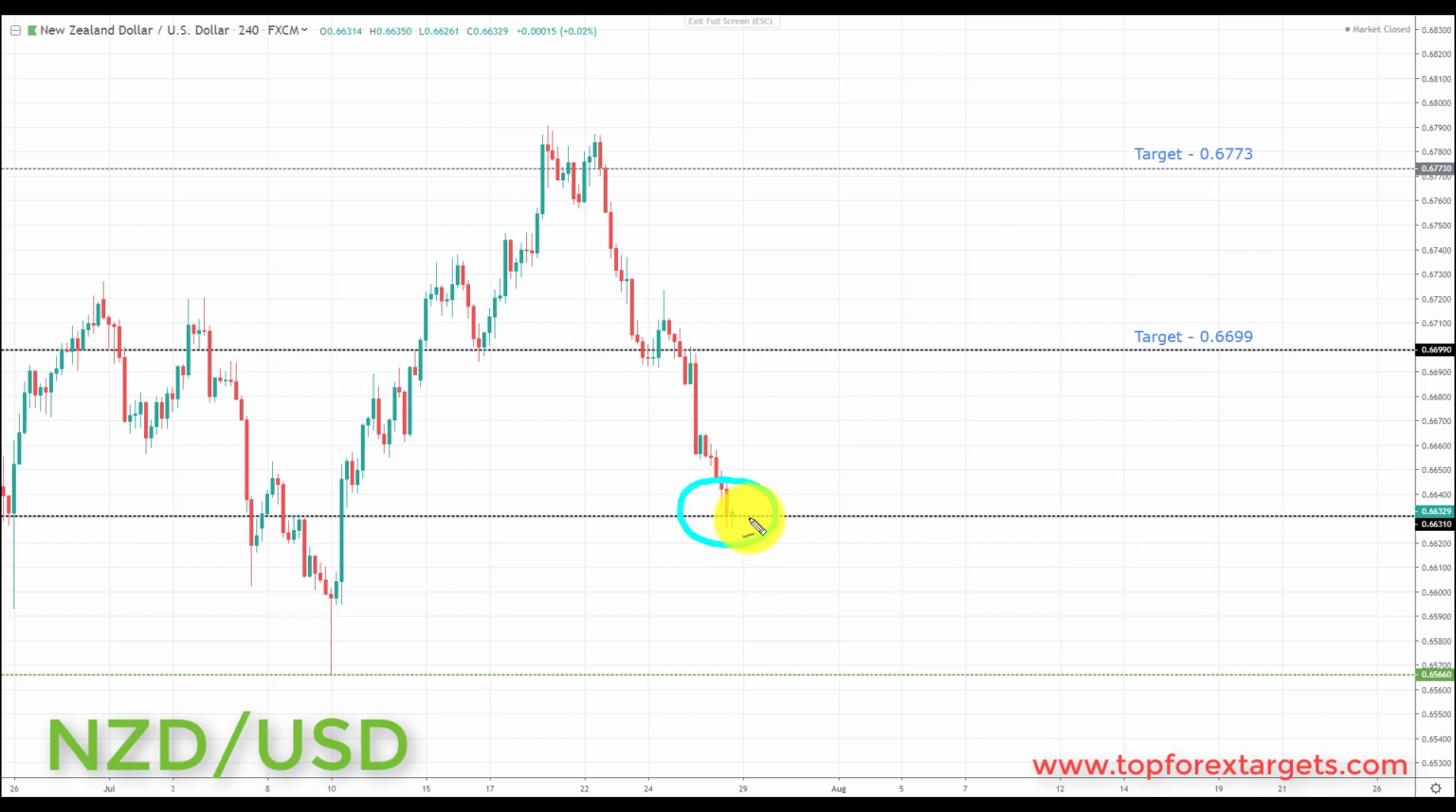And in the New Zealand dollar, if we get the right kind of bullish formations and patterns in this area going into next week, we're going to be looking at initiating longs up towards the next key area of resistance to the upside and the potential range top at 0.6699. And if we can get a breakthrough there, and we would need a breakthrough here, we're going to be looking up towards the next key area of resistance to the upside and target 2 at 0.6773.